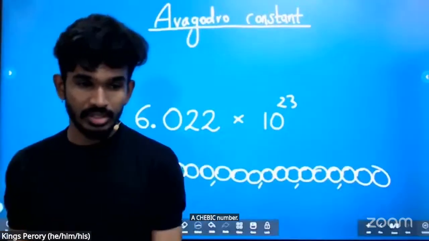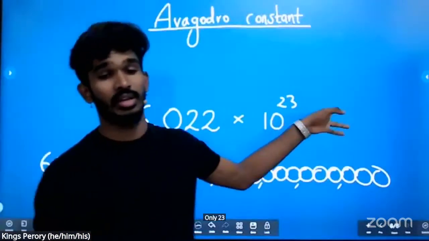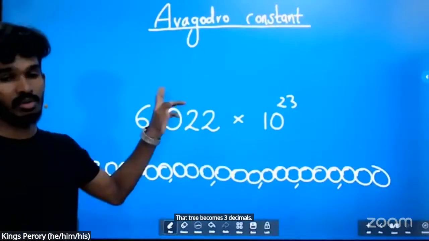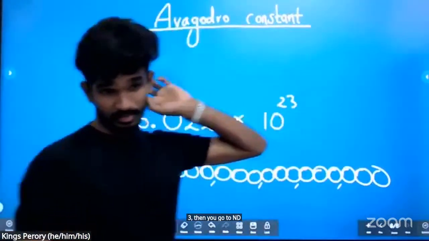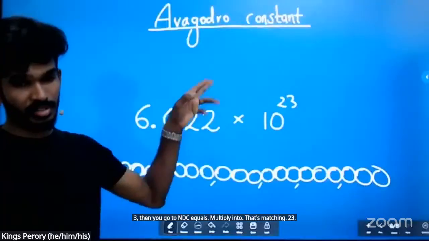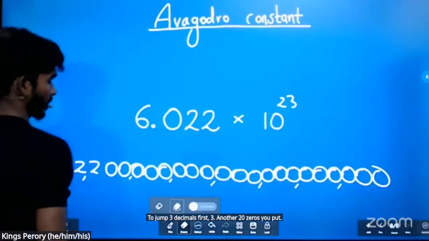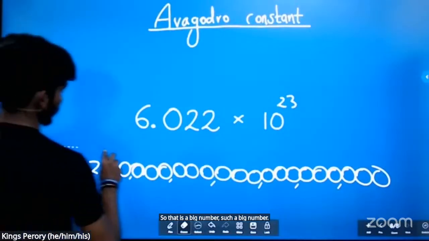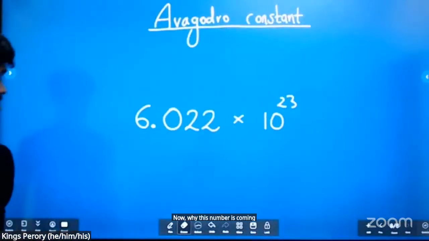You put only 20 zeros. Why? 10 to the power 23. That 3 becomes 3 decimal places. You jump 3 decimals, 1, 2, 3, then you put 20 zeros. Multiply and see, that's math. So that is a big number. Now, why is this number coming in our life?